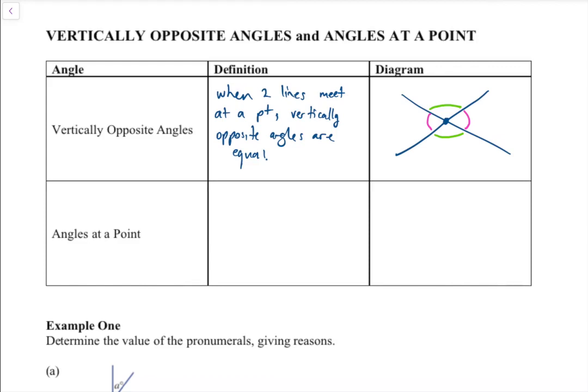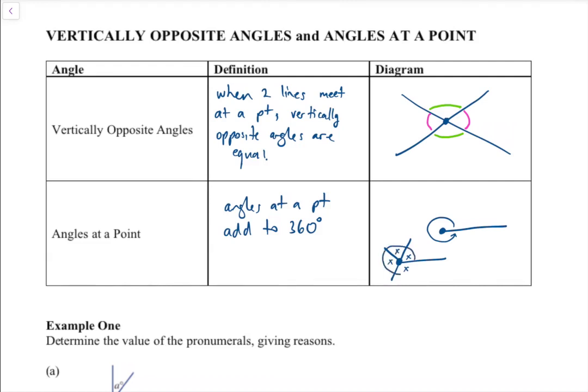Angles at a point. Angles at a point add to 360 degrees. They're a full revolution. So if I actually have a line with a point there, that's 360 degrees. Or I could do another one. There's a point, there's a whole lot of angles coming off. I've got 1, 2, 3, 4 angles coming off that. All 4 angles add up to 360 degrees.